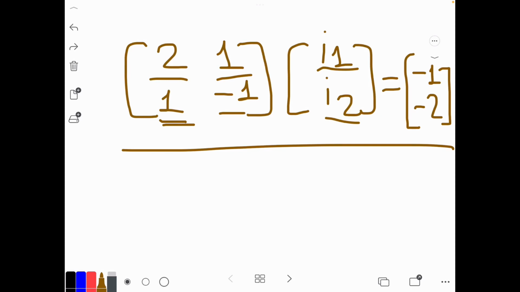But again, if you really want to solve this, it's fine. You can just put this in MATLAB or solve it like the last question. I'm not going to solve it. If you want to do it as practice, go and solve it.